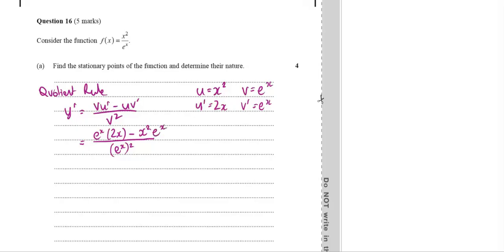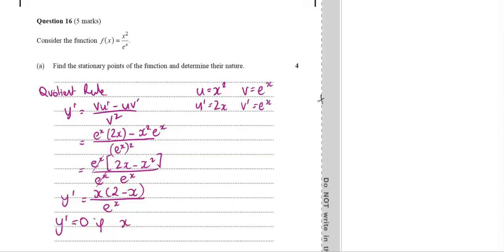to the x. I'm going to factorise on e to the x, in order just to cancel the e to the x. And then I can factorise again on the x. So y dash equals x(2 minus x) all over e to the x. Now I'm interested in the stationary points, so that's the place where y dash equals 0. y dash equals 0 if x equals 0 or if x equals 2.